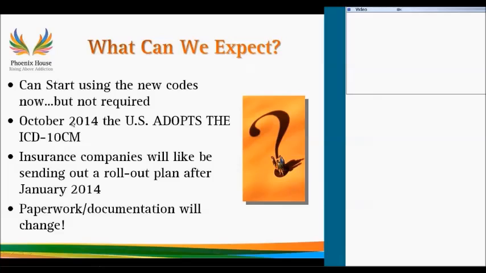What can we expect? We can start using the new codes now, but we're not required to do so. So if you pick up a copy of the DSM-5, you can start to use the new codes, but we're not required to do so. In October of next year, the U.S. will adopt the ICD-10, and that is the model that we all will be using. Insurance companies will likely be sending out a rollout plan this coming January.